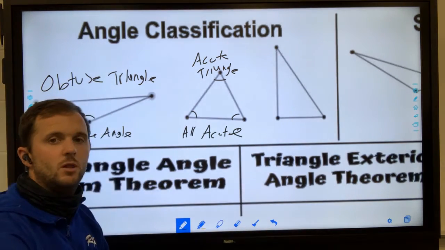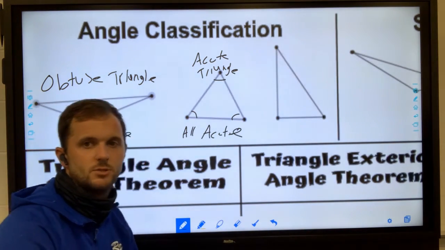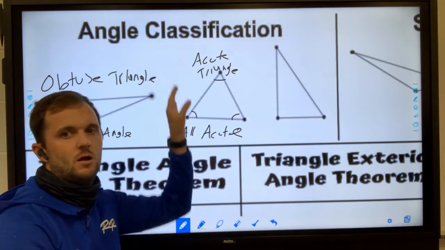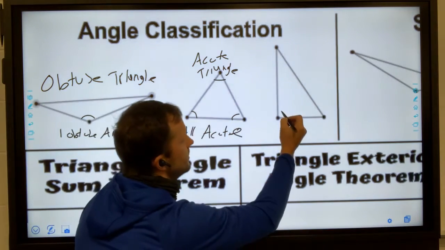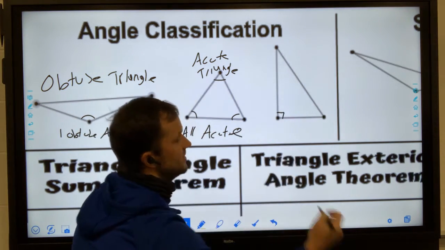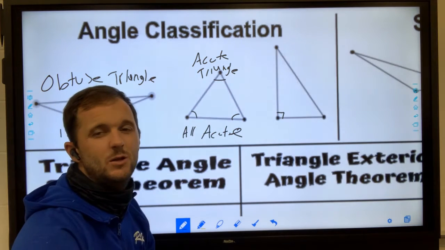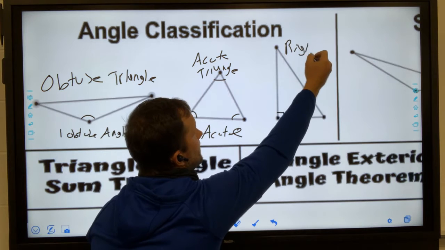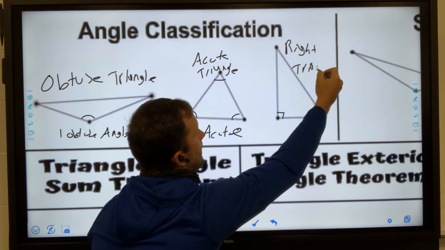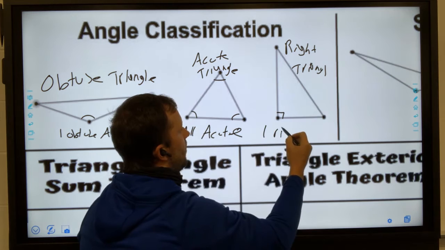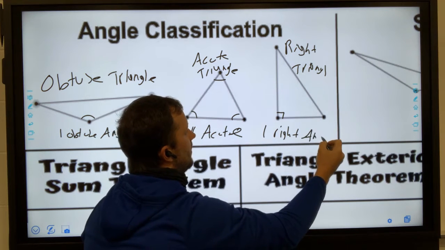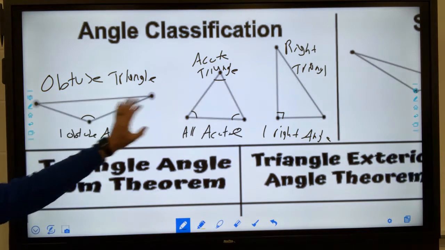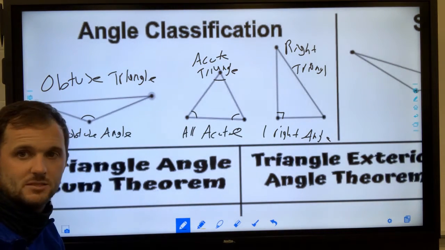Then the last one we're going to look at is called a right triangle. So an obtuse triangle has one obtuse angle. An acute triangle has all acute angles. The last one is going to be a right triangle, which means it has one right angle equaling 90 degrees. So this is going to be known as a right triangle. It has one right angle. Okay? Right means 90 degrees. So those are the 3 triangles of angle classifications.